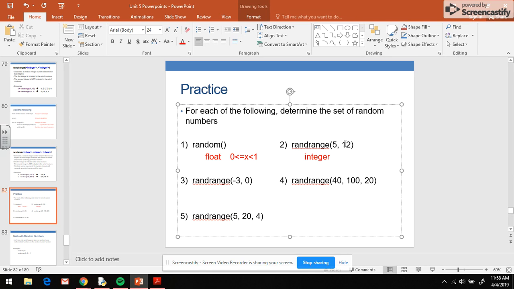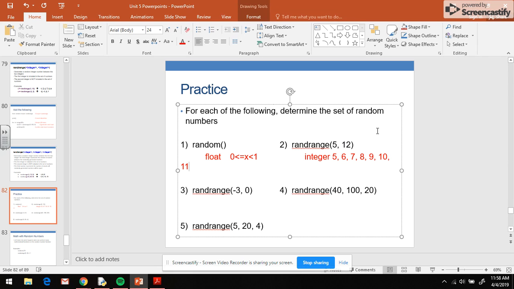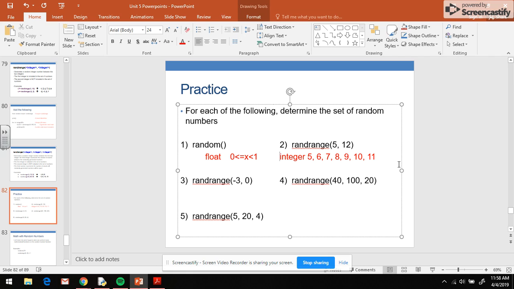And here we see 5 and 12. We only see two numbers. So we know that means we're going to start at 5. We'll include 6, 7, 8, 9, 10, and 11, but we won't quite include 12 there. 12 is not included in the number set. So this rand range instruction will produce a random number that is an integer between 5 and 11, and you could simply write those out if you wanted to specify.